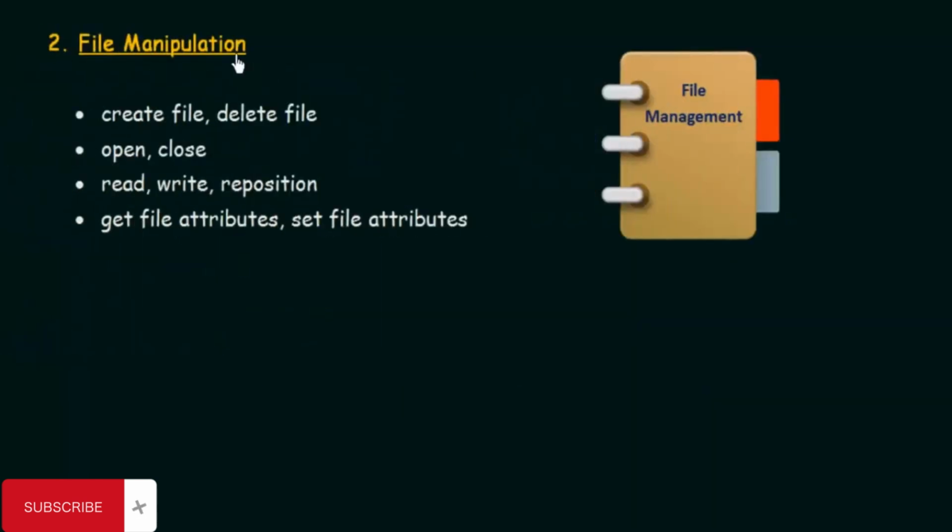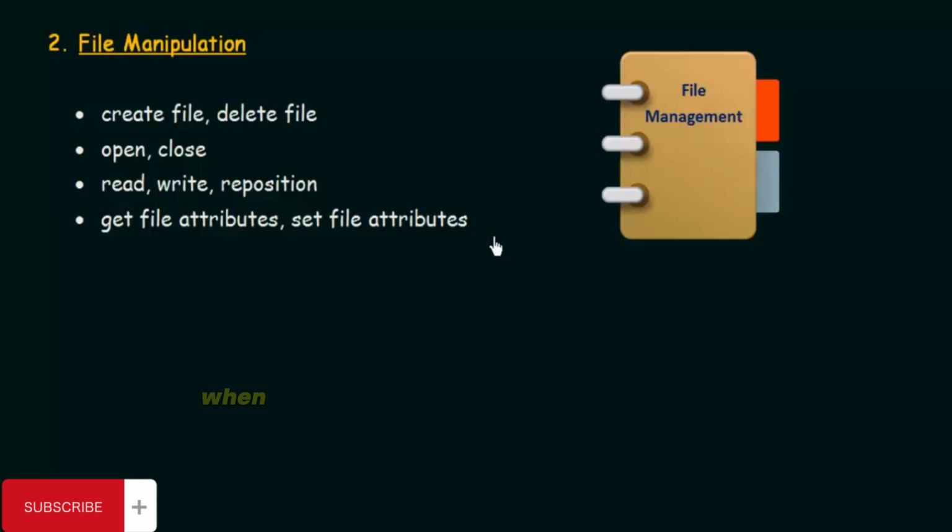Alright, so now let's go to the second one, which is file manipulation or file management. These are the system calls that are used for manipulating or managing your files. For example, we have create file and delete file, which are used for creating and deleting files. Then we have open and close, for opening files and closing files. Then we have read, write, and reposition. Then we have get file attributes and set file attributes.